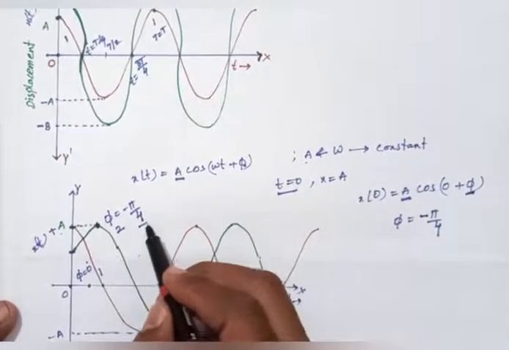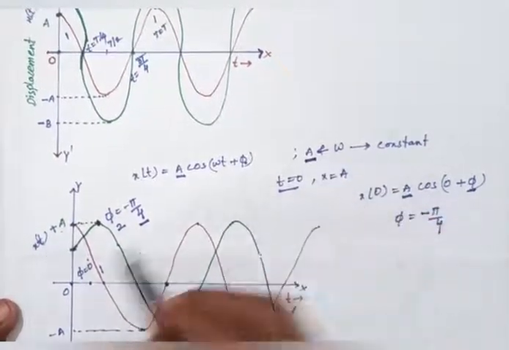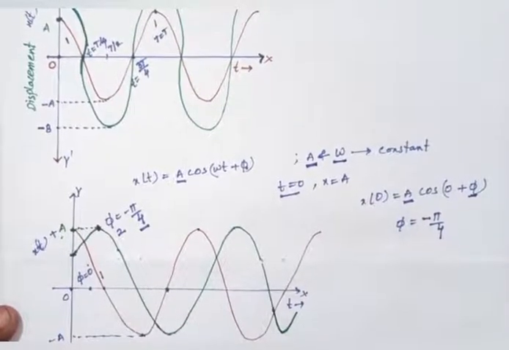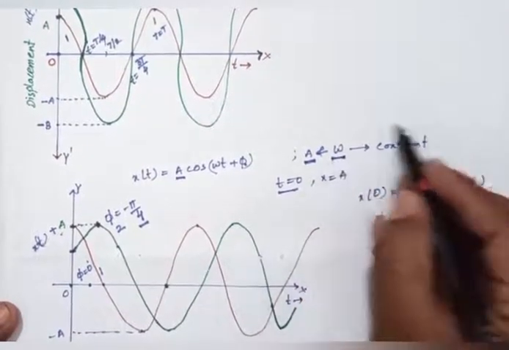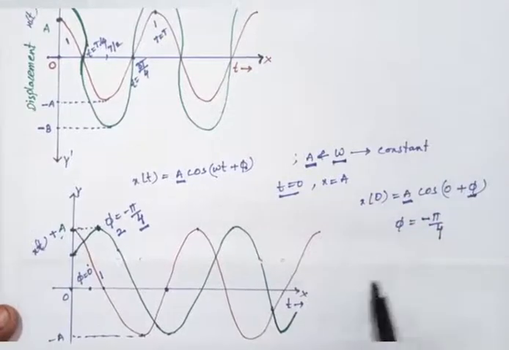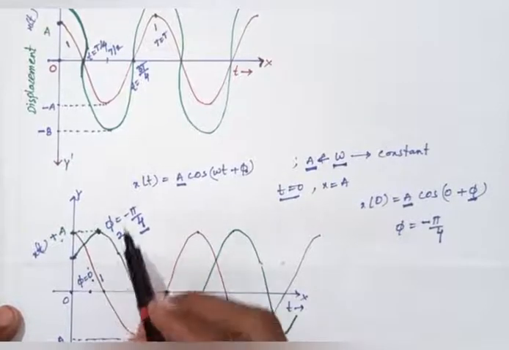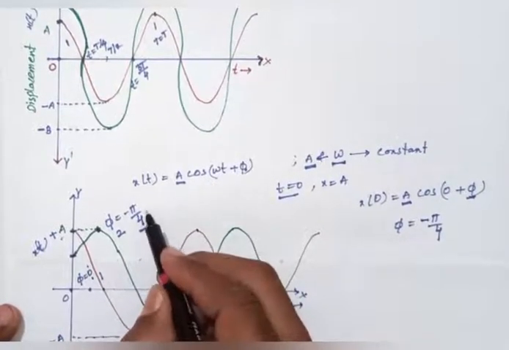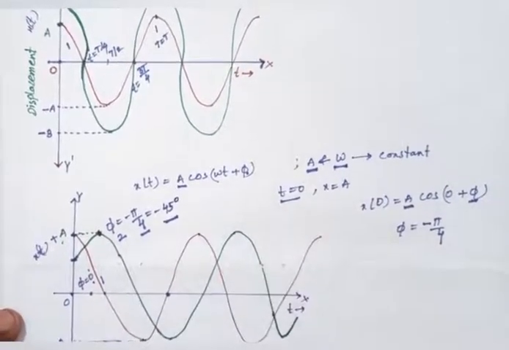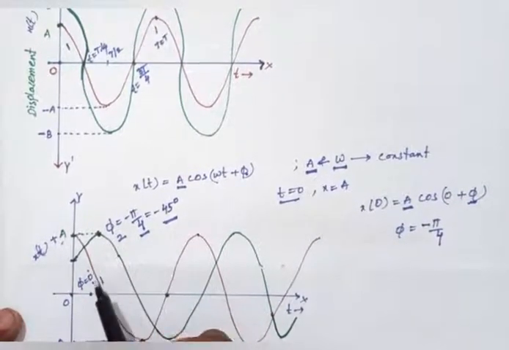So for the second wave, only the amplitudes are equal, and omega, the angular speed or angular frequency, is equal. These are constant, but these two waves have different phase constants. The different phase constants are phi equals 0 degrees and phi equals minus pi by 4, which is minus 45 degrees. This is the phase constant between the two waves.